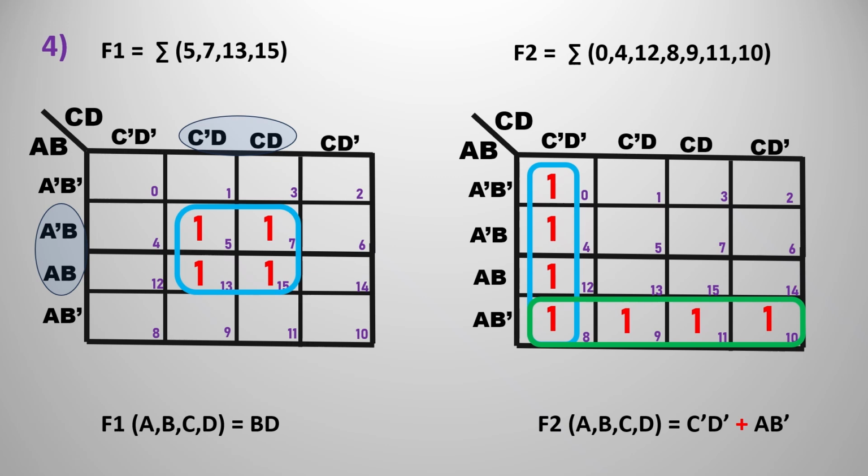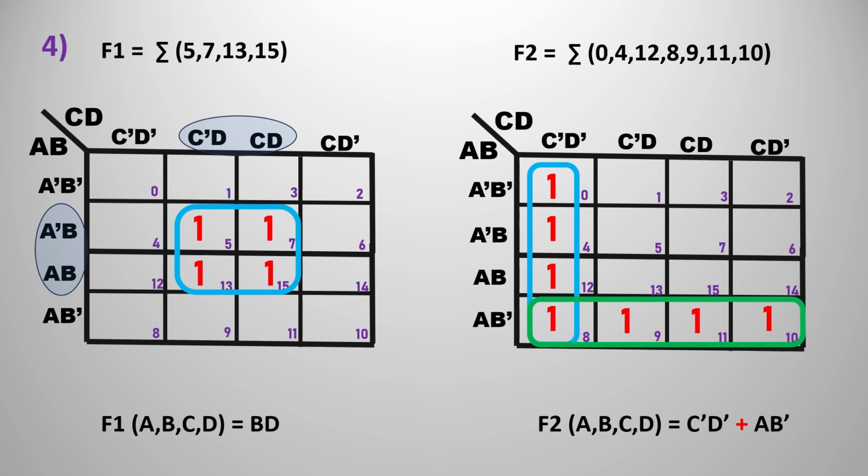Now the F2 equation. The blue highlighted group is present in the whole column, that is c bar d bar. That is one min term, one SOP. The green highlighted group is present in the whole row, that is a b bar. That is another output expression. Add them, and that becomes our F2 output expression.